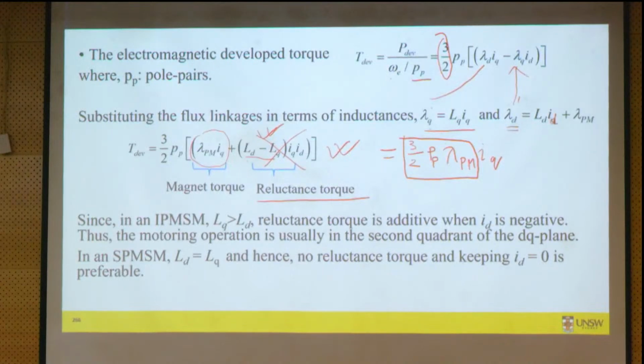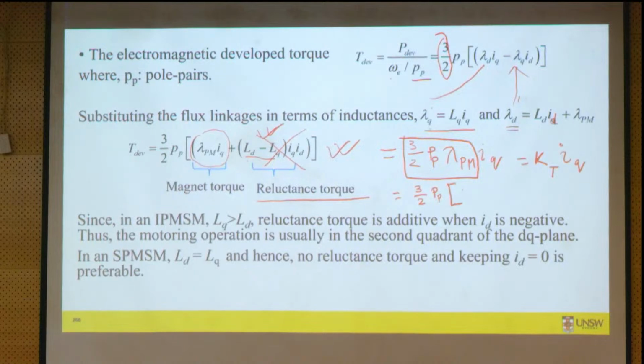This first part is a constant, right? 3/2 pole pairs lambda PM, all are constant. So we can even think of it like KT IQ, like a DC motor, right? And by changing IQ, we can change torque. And if we consider it as an IPMSM, even then it could be thought of the same way, 3/2 pole pairs.